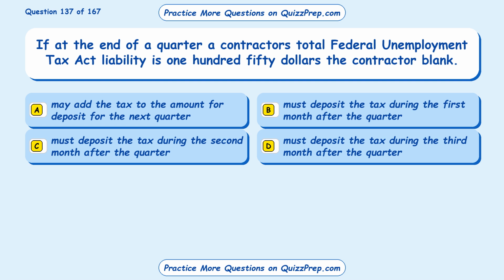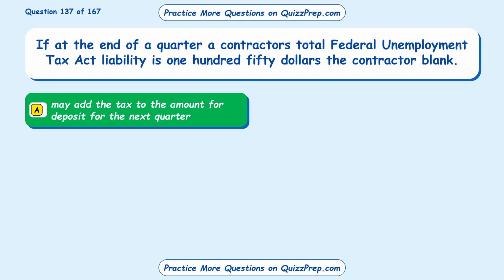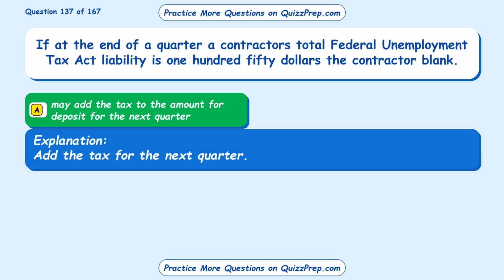Option B, must deposit the tax during the first month after the quarter. Option C, must deposit the tax during the second month after the quarter. Option D, must deposit the tax during the third month after the quarter. The correct answer is option A, may add the tax to the amount for deposit for the next quarter. Add the tax for the next quarter.